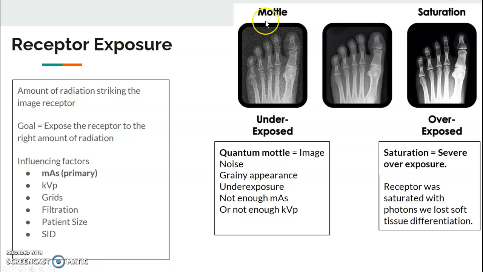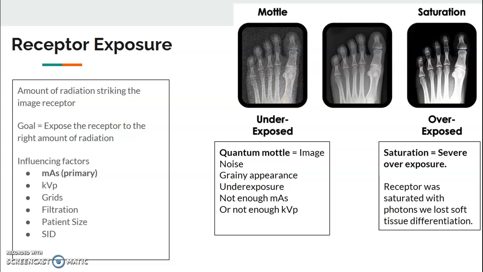Over here on the right, I have pictures of underexposed versus overexposed. So the one on the left we call quantum mottle. You can see how fuzzy and grainy this image is. We're not getting great bone detail. It just looks really fuzzy overall. We call this having image noise or noisy. It's usually that you didn't use enough mAs.